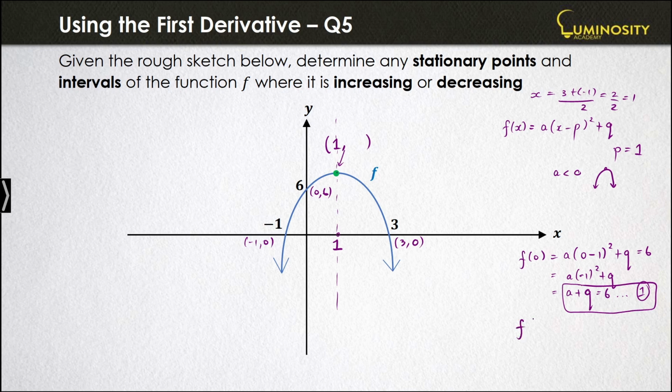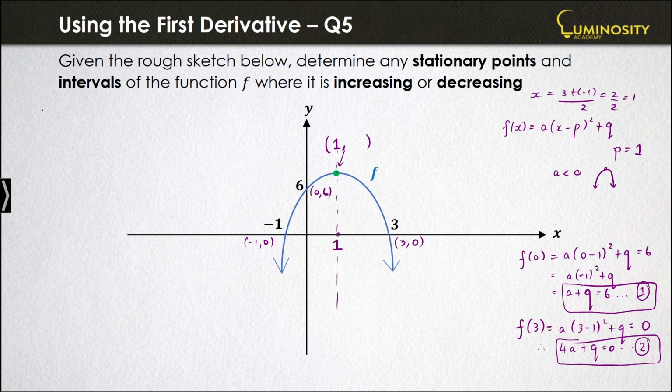So let's do f(3). That's going to be, again, a times (3 minus 1) all squared plus q, and the y value must be 0 at that point. So I have 3 minus 1 is 2, 2 squared is 4, so I have 4a plus q equals 0. Let's call that equation 2. So now look at this. I have two equations in two unknowns, a and q, so I can solve these simultaneously.